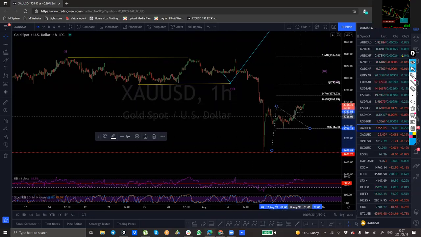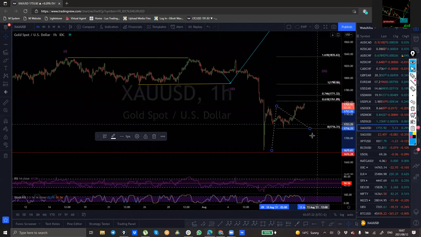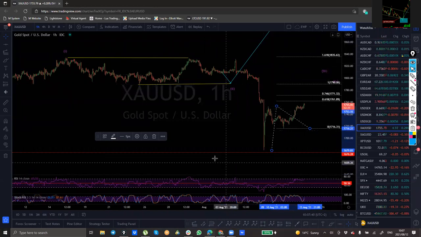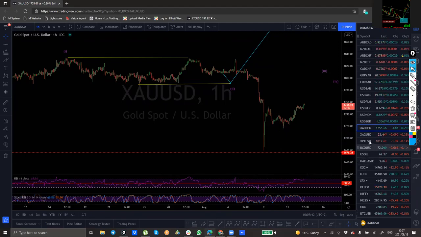Okay. On gold, if one enters it here, it will be about 1790. That's about 40 pips from current levels, if my math serves me right. Okay. So that's the target on gold. Silver, pretty similar. Oil.